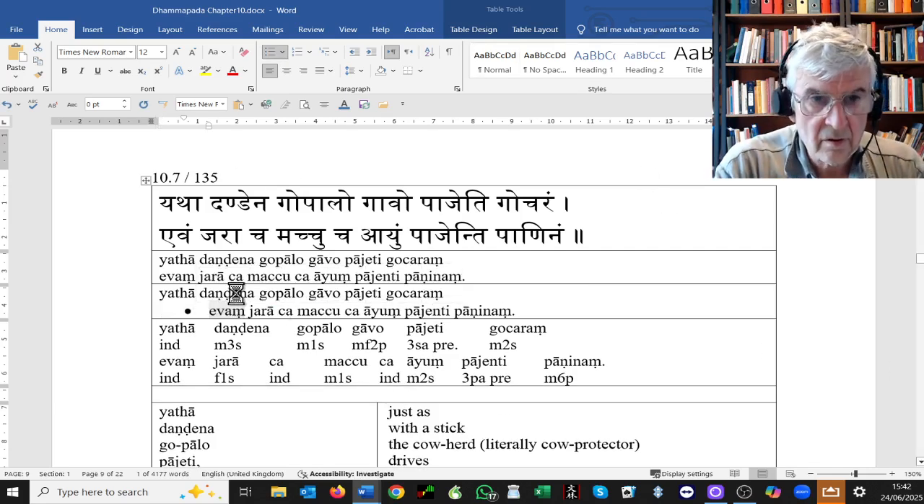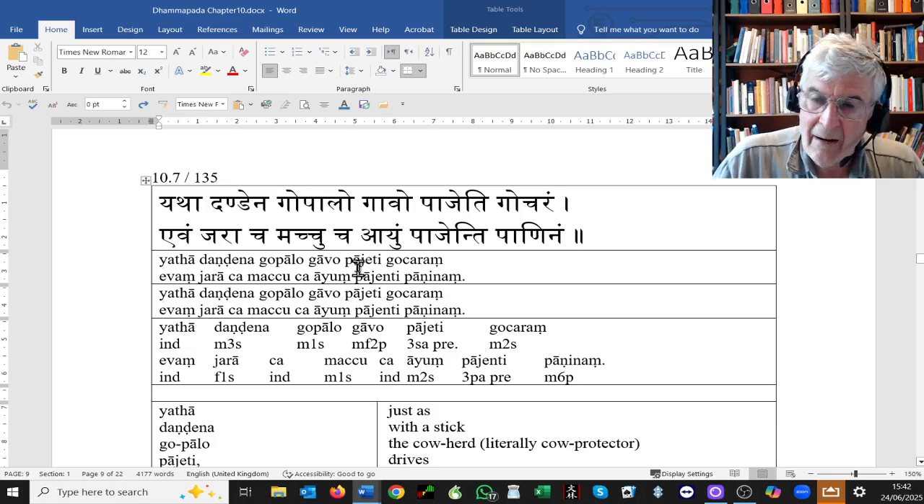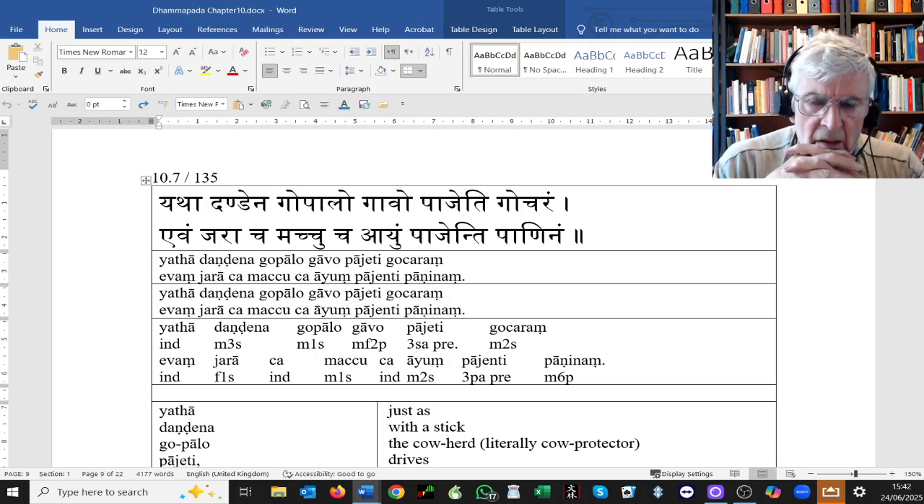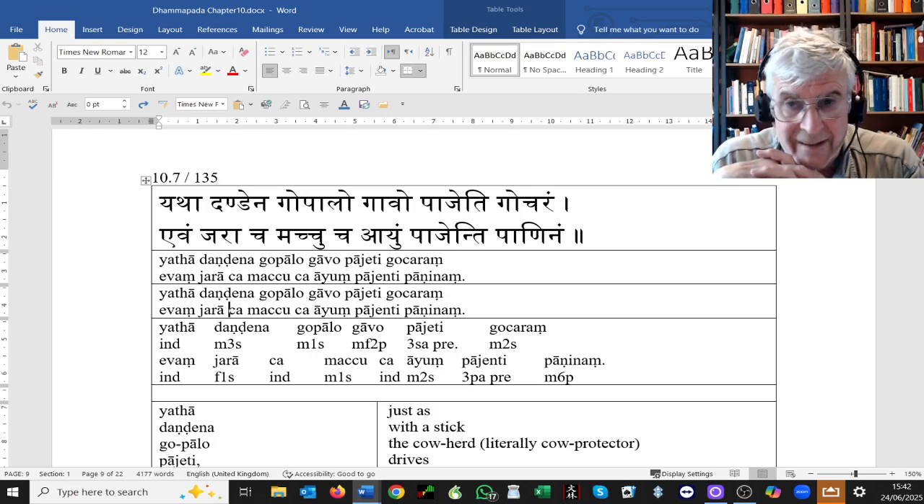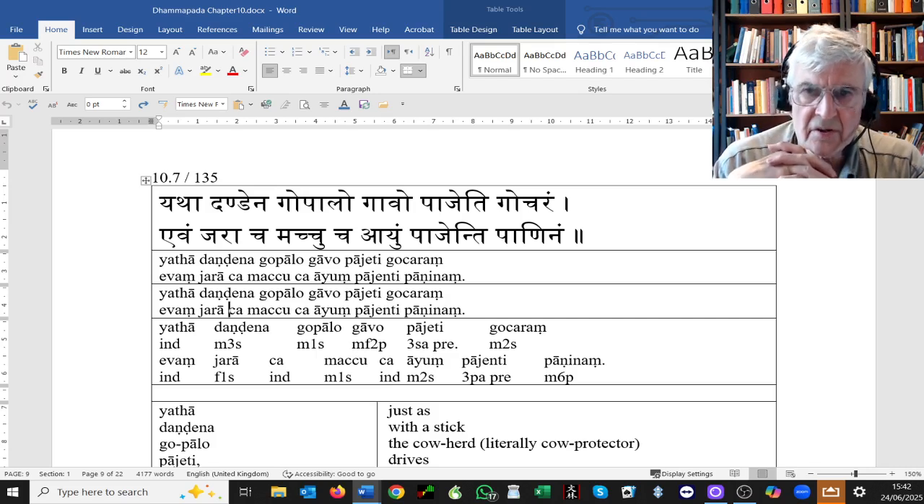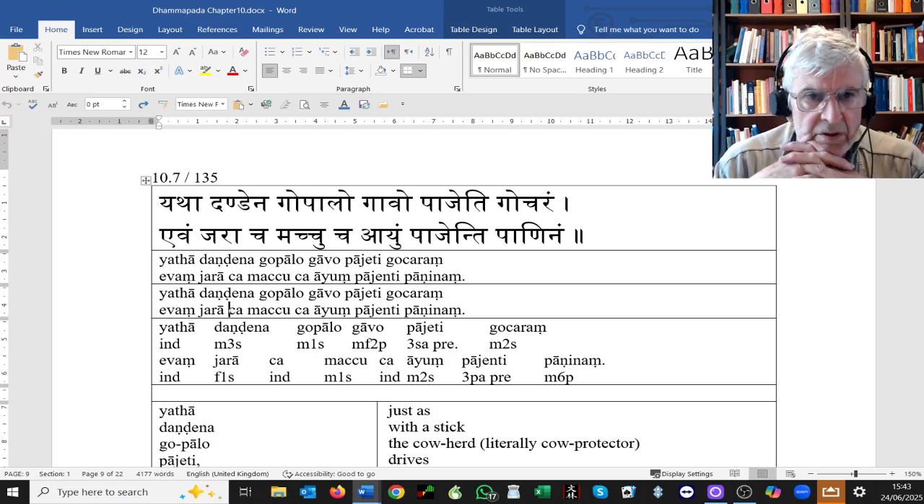Oops, what have I just done? Oops. So evam, thus, in that same way, jara, that's old age, decay. In fact, jara means more decay rather than old age. It turns up in Greek as meaning old, as in gerontology, geros in Greek, becomes in English gerontology, the science or the study of ancient things, geriatrics, medicine for the aged. It's that same word, jara.